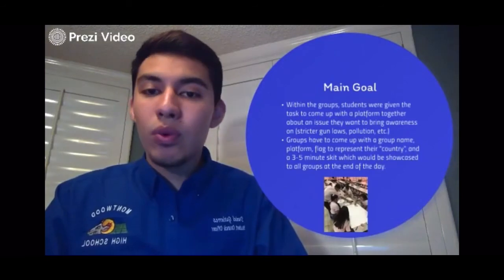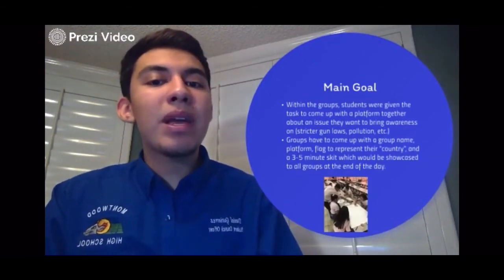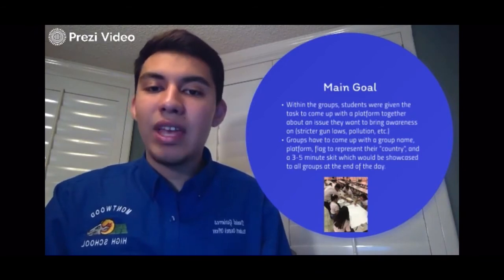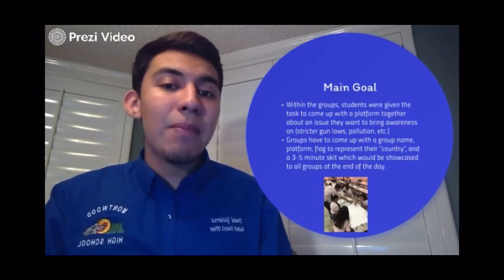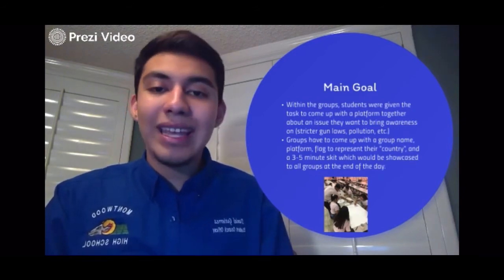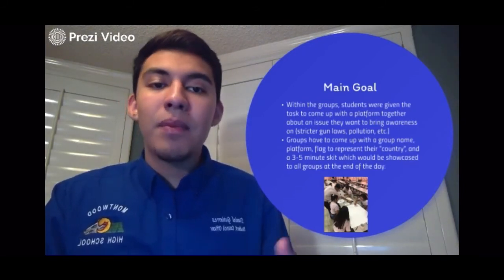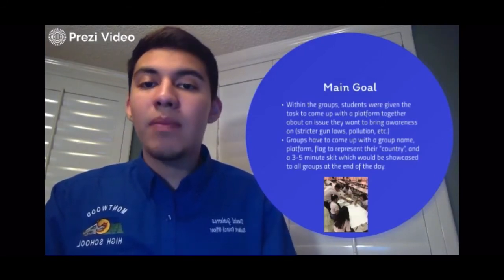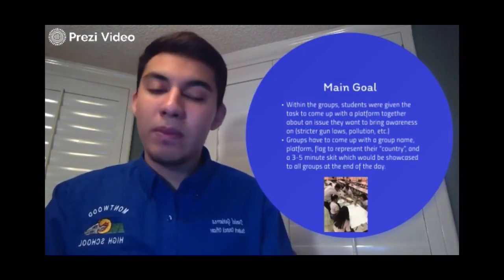Our main goal through these breakout groups was for them to pick a platform that they felt strongly about and that they wanted to advocate for. Within that platform, they had to create a 3 to 5 minute skit, which would be performed at the end of the day. And that is when our countries went up in our theater and they performed their skits.